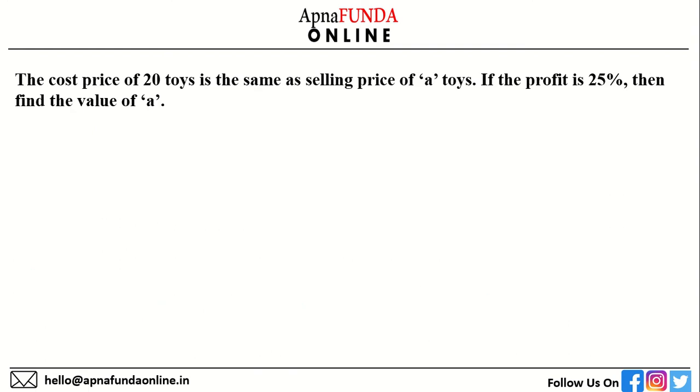Next question. The cost price of 20 toys is the same as the selling price of A toys. If the profit is 25%, then find the value of A. Now, when you just read the first sentence, you cannot say whether A is greater than 20 or less than 20. But in our second sentence, we know that the profit is 25%. So now I know that 20 is definitely greater than A.